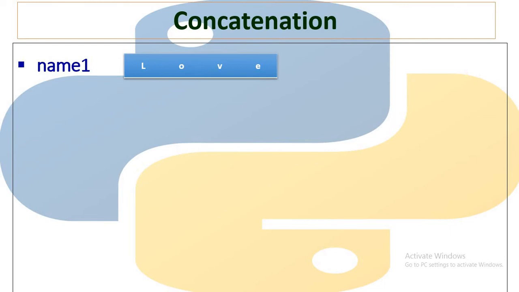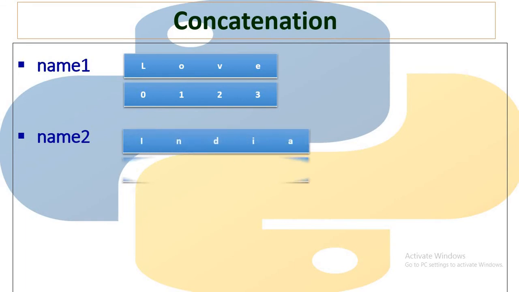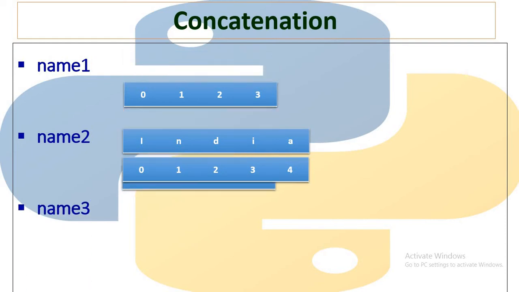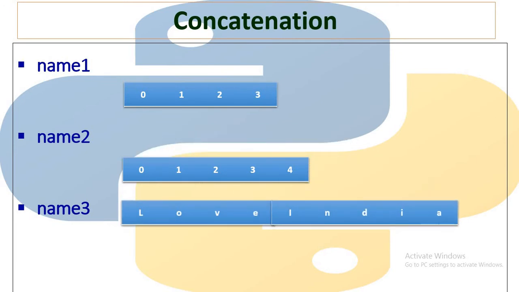Here name1 is love. These are the indexes of each and every character. Positive indexes are shown here. Name2 is India, and these are its indexes. The first string has 4 characters and the second string has 5 characters. When we add these two strings, they get added together like this, and it becomes a single string.